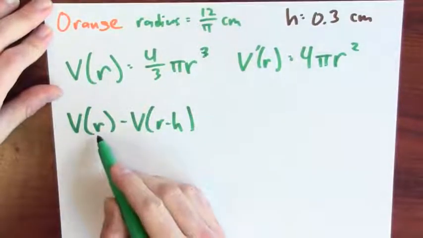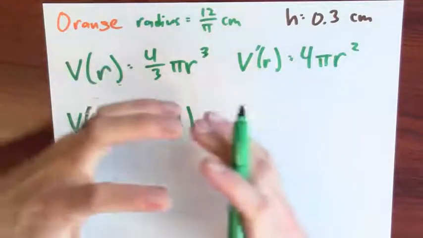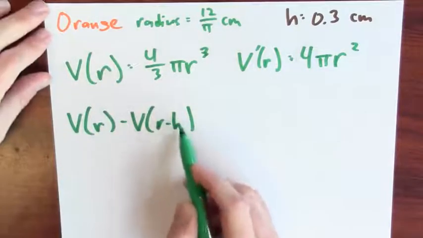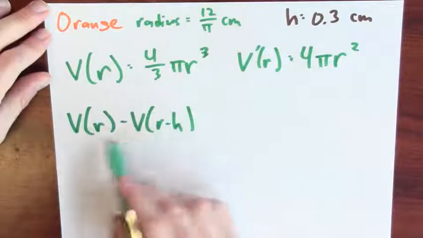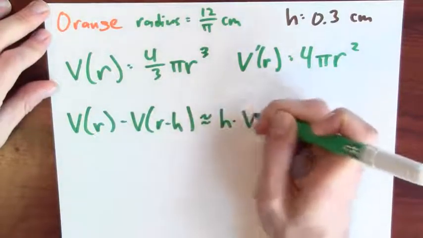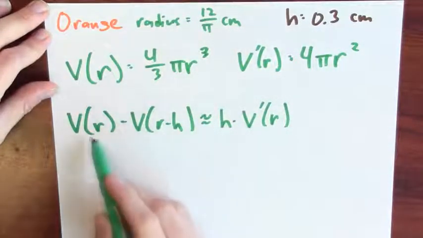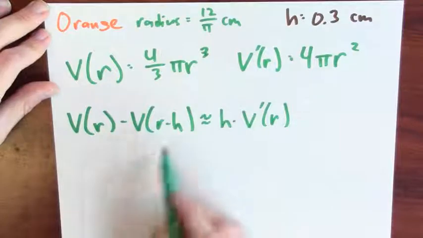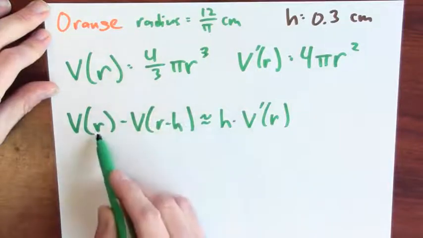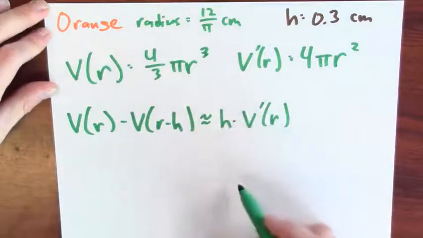Now what I'm trying to approximate is the rind volume, which is really the difference between a sphere of radius r and a slightly smaller sphere where I've shrunk down just past the rind, right? That difference will be the volume of the rind, and approximately this is h times the derivative of v at r, right? Because this is asking how does the output change when the input goes from r minus h to r, and it's approximately the input change times the derivative.